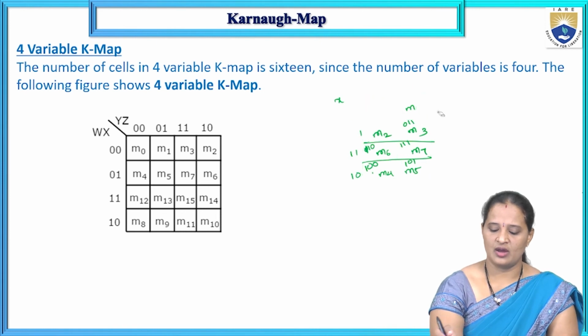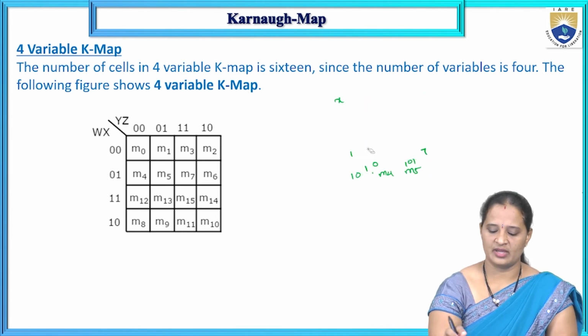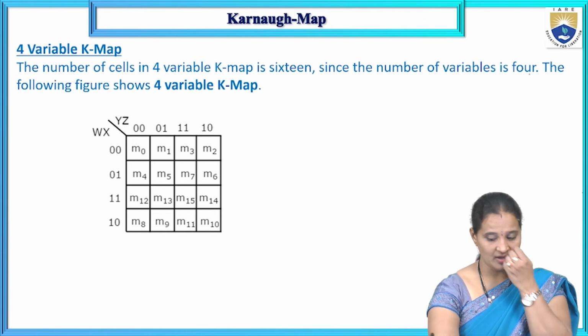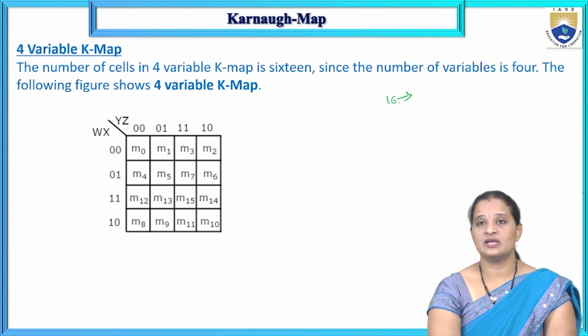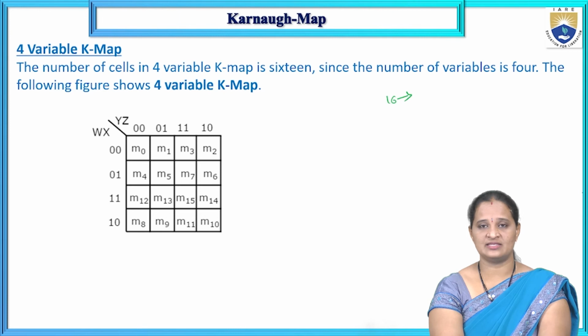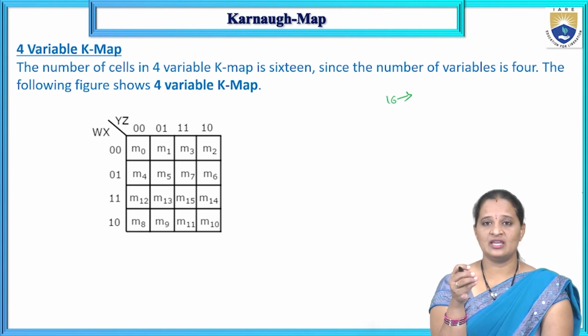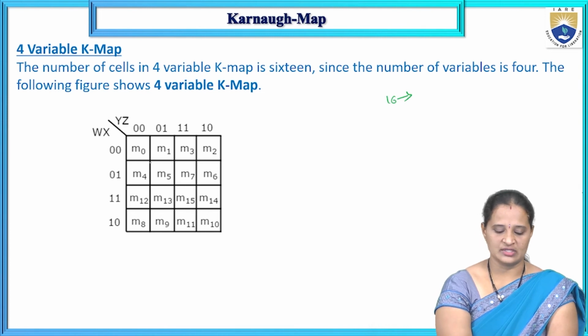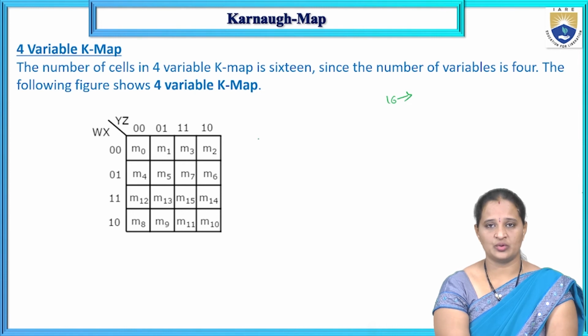And now the next thing, four variable K-map. For a four variable K-map, how many input combinations do we have? 2 power 4, which is 16. 16 combinations we have. That means I need to have 16 cells in order to represent all the 16 combinations of inputs. So this is a four variable K-map, which has 4 rows and 4 columns.